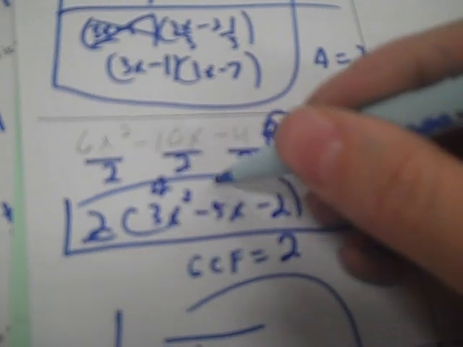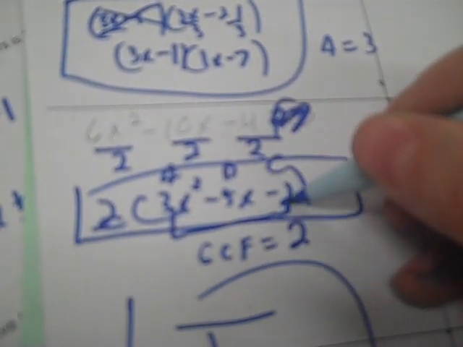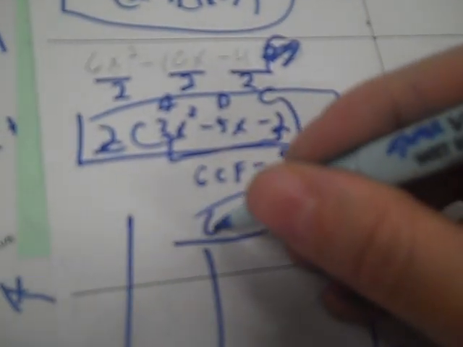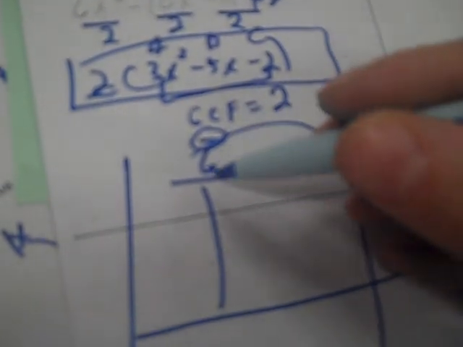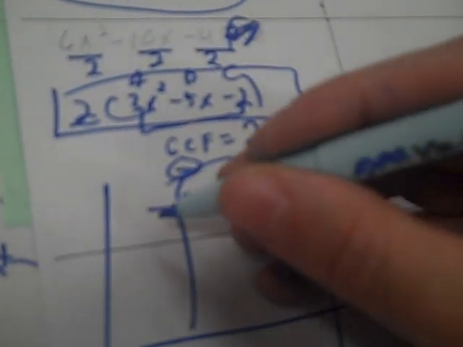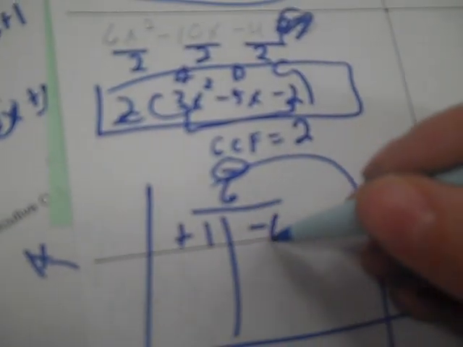So I go A, B, C, and I find the AC product. 3 times negative 2 would be negative 6, okay? So I got to find 2 factors of negative 6. Well, that would be a positive times a negative, and the factors have to add to the B term, negative 5. 1 and 6, add those. Looks like negative 5.